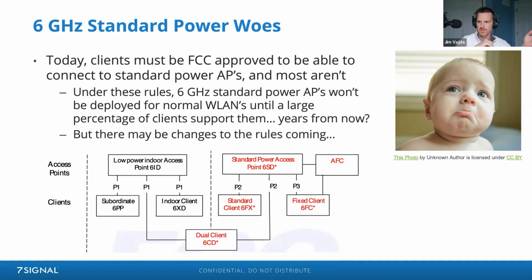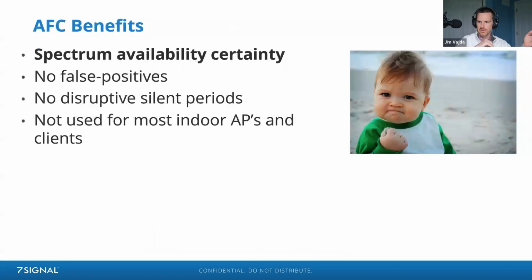I will say it may not be a completely settled issue. I think there's awareness that this is a problem at the FCC, and there may be changes to the rules to prevent this from really snowballing, because this could prevent the rollout of standard power APs for client serving use cases almost entirely until most clients are dual client certified. But there are a lot of big benefits here as we're wrapping up to AFC.